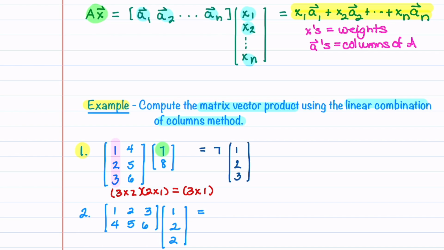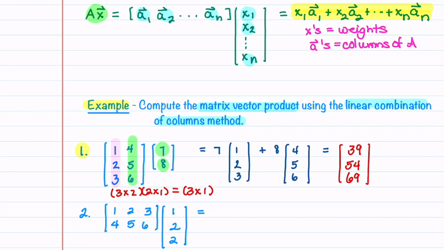And then we'll multiply X2 times our second column. This gives us 8 times 4, 5, 6. This gives us an answer of 39, 54, and 69. You might want to stop the video and see if you can do the next example on your own.